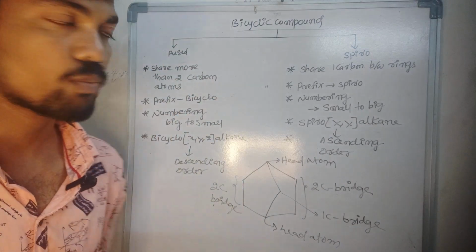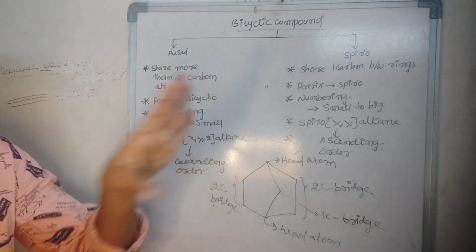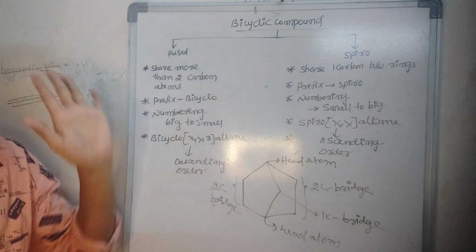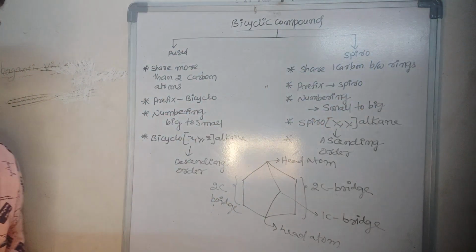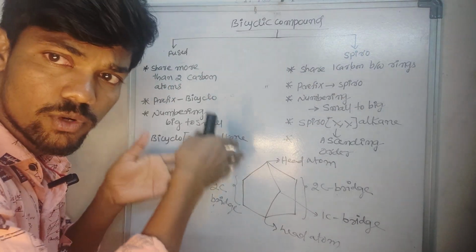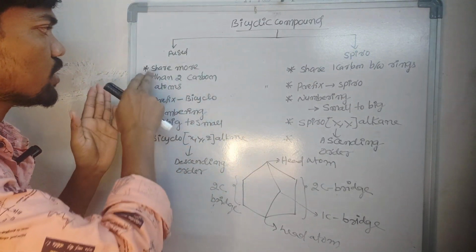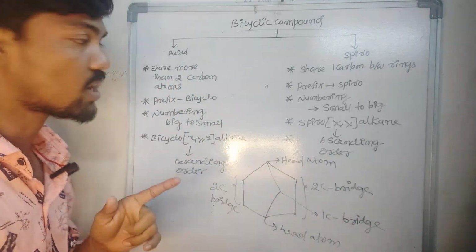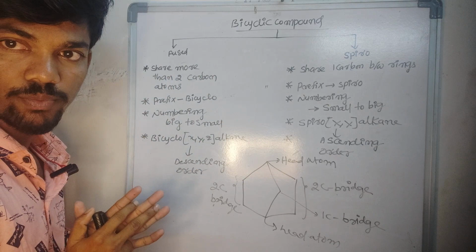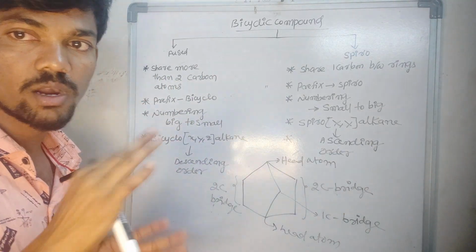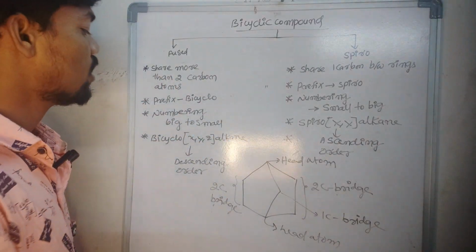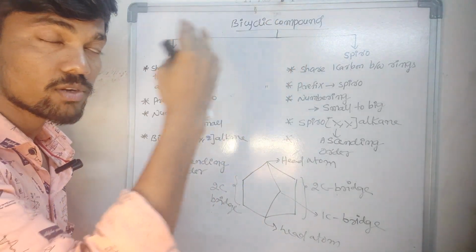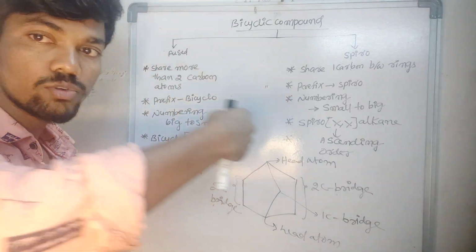Bicyclo compounds are of 2 types. Number 1 is fused ring. Second one is spiro. In fused rings, they share more than 2 carbon atoms. The prefix we have to use is bicyclo as the naming. Numbering always starts from the larger ring to the smaller ring, big ring to small ring.